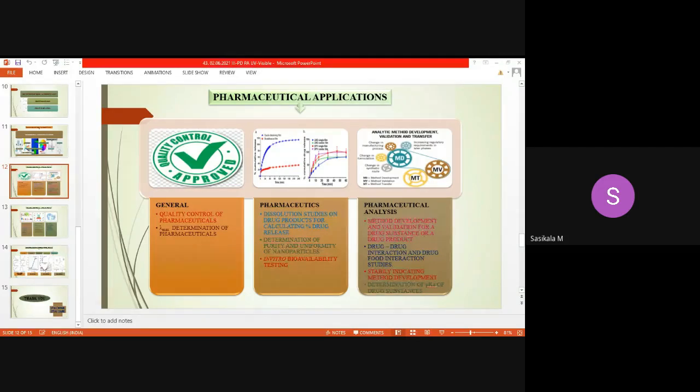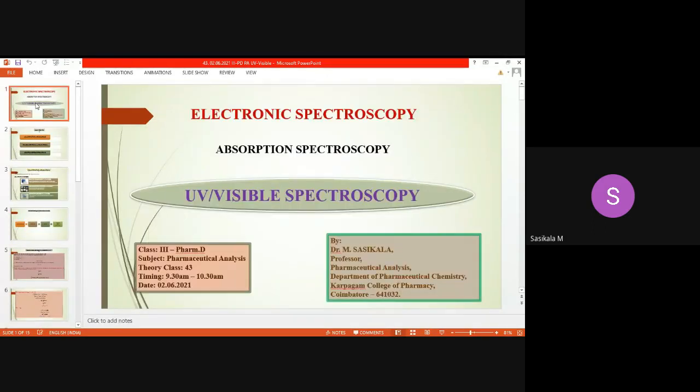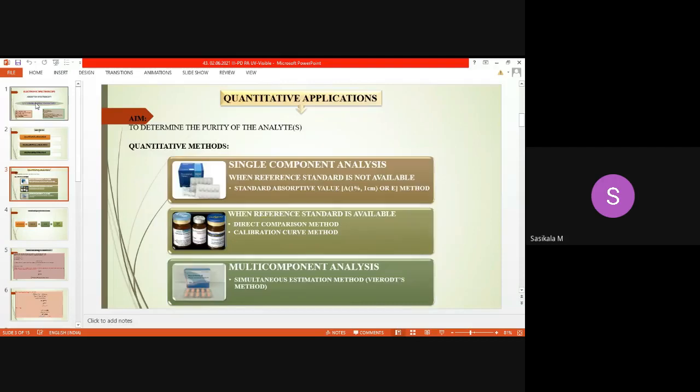So these are all in UV visible spectroscopy what I would like to share with you, and the things you need to write also. So let's revise once again what all we have discussed in UV visible spectroscopy. We have seen quantitative applications, pharmaceutical and spectrometric titrations in the last class. In quantitative methods, we have seen single component analysis. It is of two types. When the reference standard is not available, what is the method?